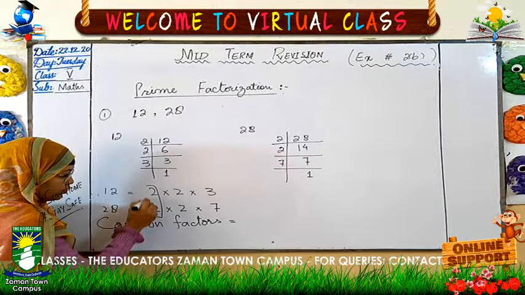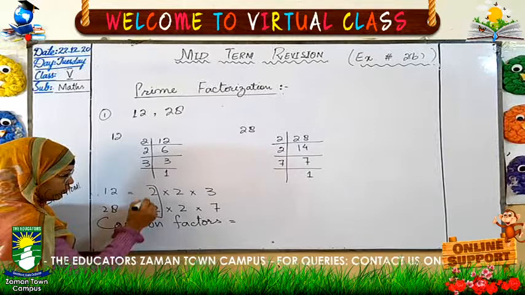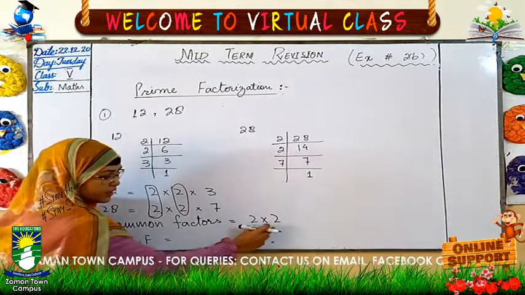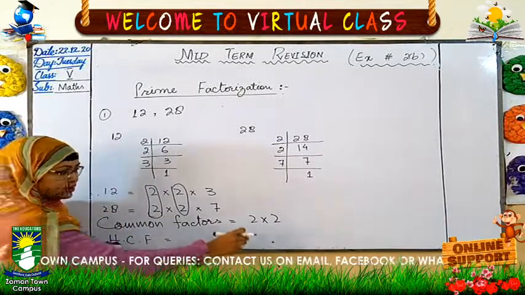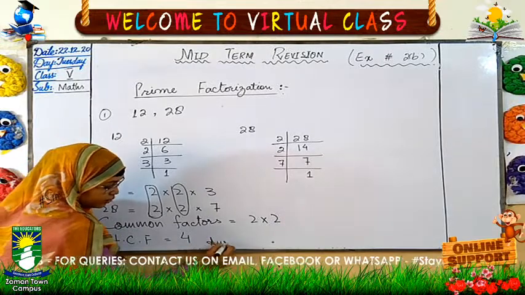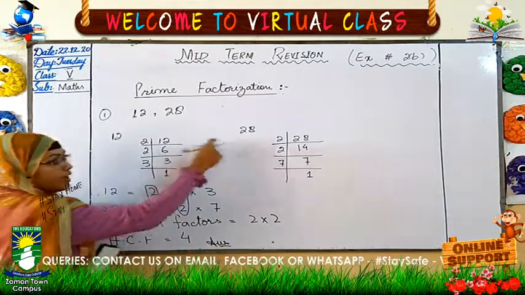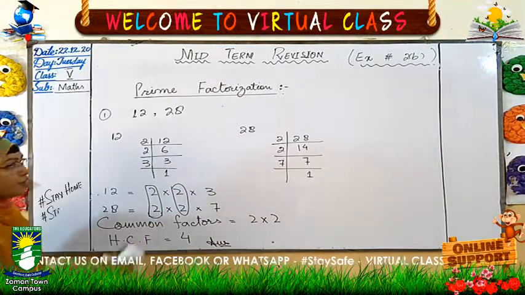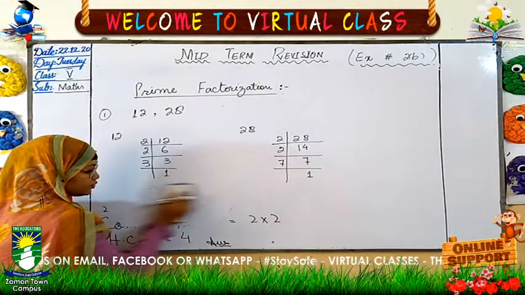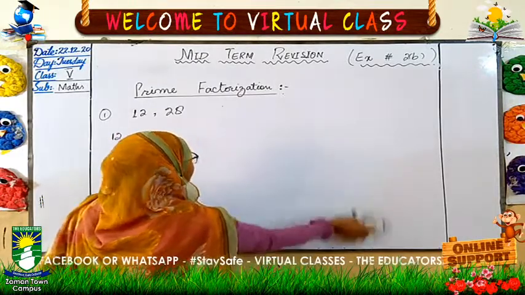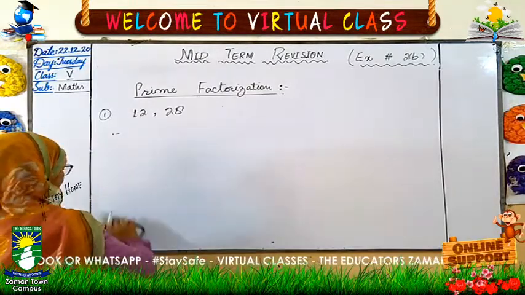Then we will find out the HCF. HCF is equal to the product of all common factors. That means we have to multiply all the values which are common factors. 2 twos are 4. It means that 4 is a value which can divide 12 and 28 both. So 4 is the highest common factor of both the numbers 12 and 28. Which method have we done here? It is the method of prime factorization, that we have found out the prime factors.